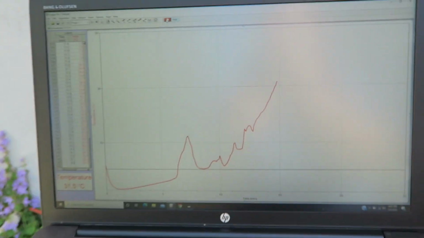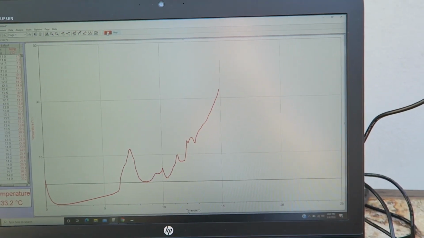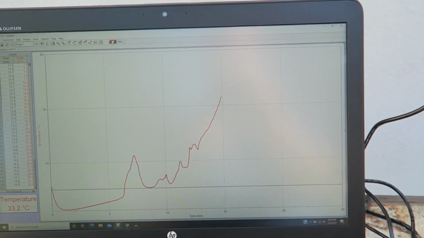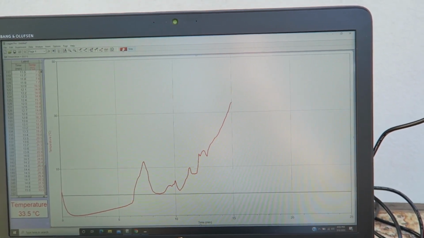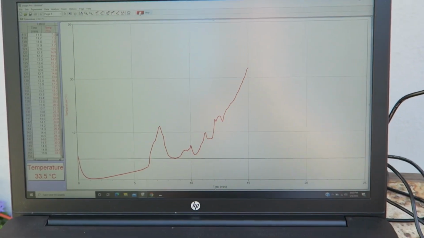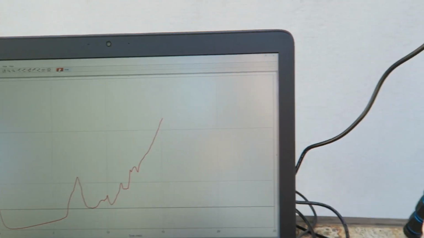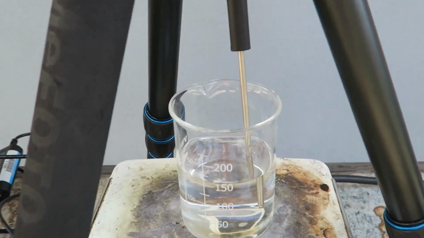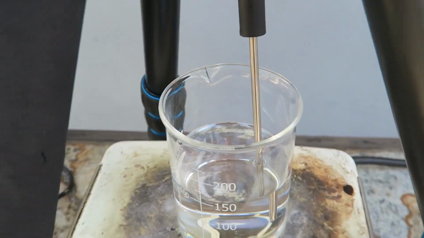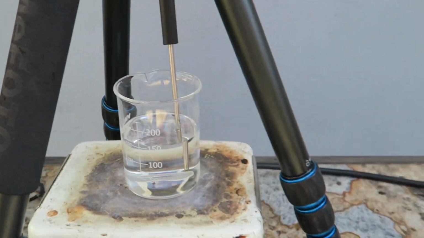The graph is continuing to go up. We're at, well, in 5 seconds. Mark, we're at 15 minutes into this experiment. I set it to go for only 25 minutes. The temperature is 34.5 degrees Celsius, and the very last of the ice is just melting now.